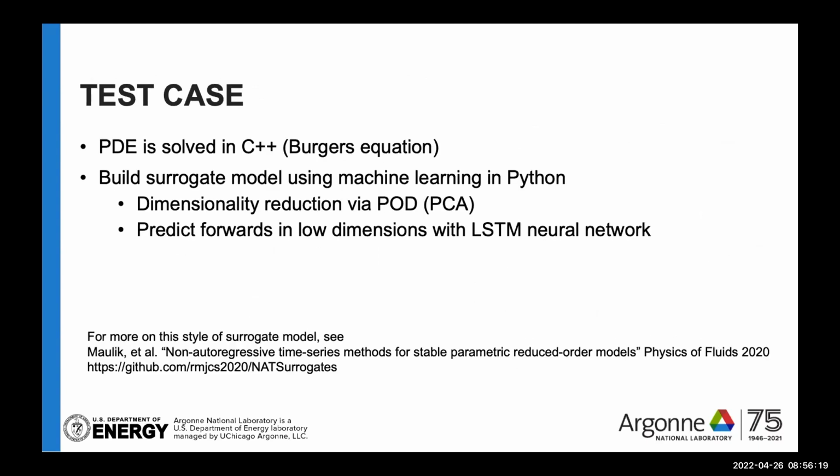For this basic example, we're going to solve a PDE in C++, Burgers' equation. And we're going to build a surrogate model for it using machine learning in Python, specifically TensorFlow. We're doing dimensionality reduction first using POD, or if you're not familiar with that, it's basically PCA. Then we predict forward in time in that low dimensional space with a neural network that has LSTM layers. These details aren't important for the tutorial, but if you're interested, you can check out this paper that we wrote where we do this kind of surrogate model, published in Physics of Fluids, and the code is on GitHub. You could go to this link, or the link is in the paper. So I'm not going to dive into the machine learning, just some context for this example.